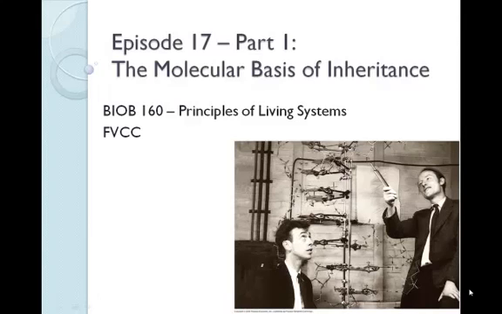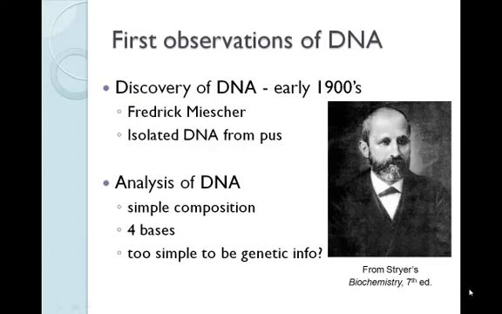Let's get started. DNA was discovered in the early 1900s by Friedrich Miescher. He isolated a chemical from the white blood cells in pus-filled bandages that he called nuclein. This was later renamed DNA, deoxyribonucleic acid.